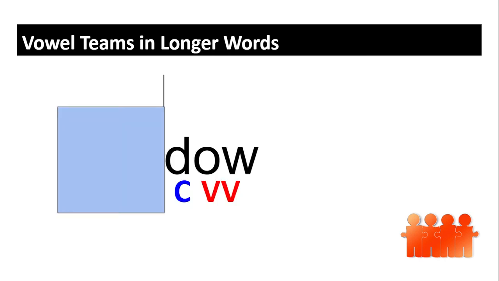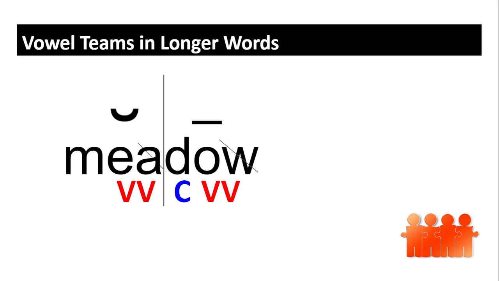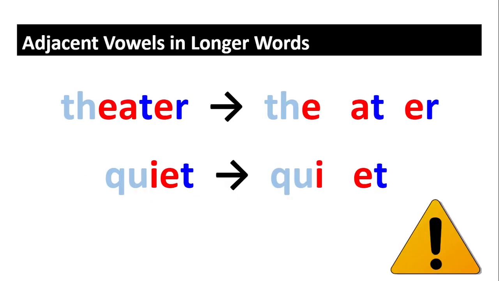The OW can make multiple sounds. It can say ow as in cow, and it can say O as in snow. So I would have to kind of play around with the sounds until I get to one that's familiar. So I'm going to try the O. When I put these together, I have meadow. That's a word I know. If I had tried the other sound, that would sound unfamiliar, and I would have to adjust my pronunciation for the team. So that's why we say we have to be careful with our vowel teams because they can say different things.